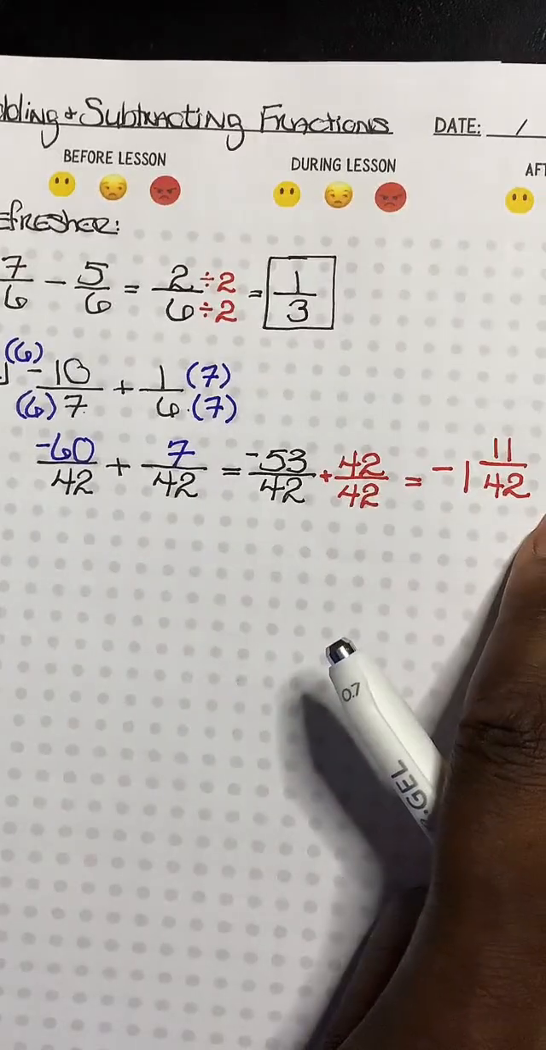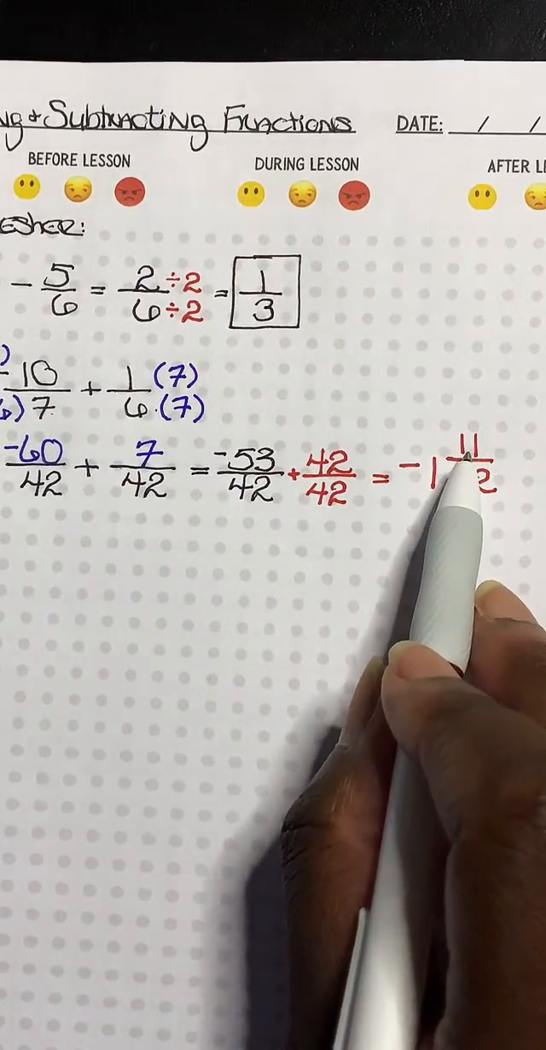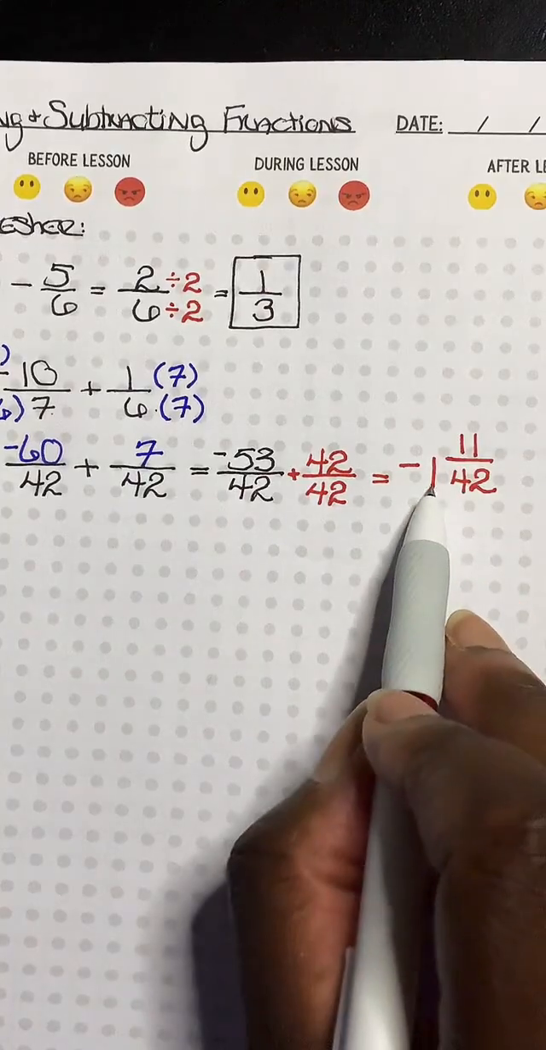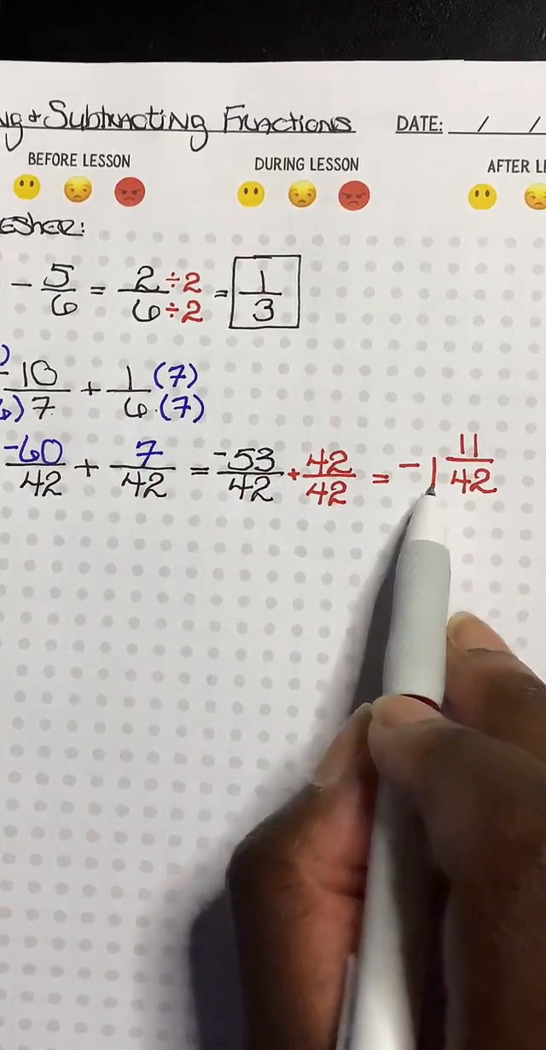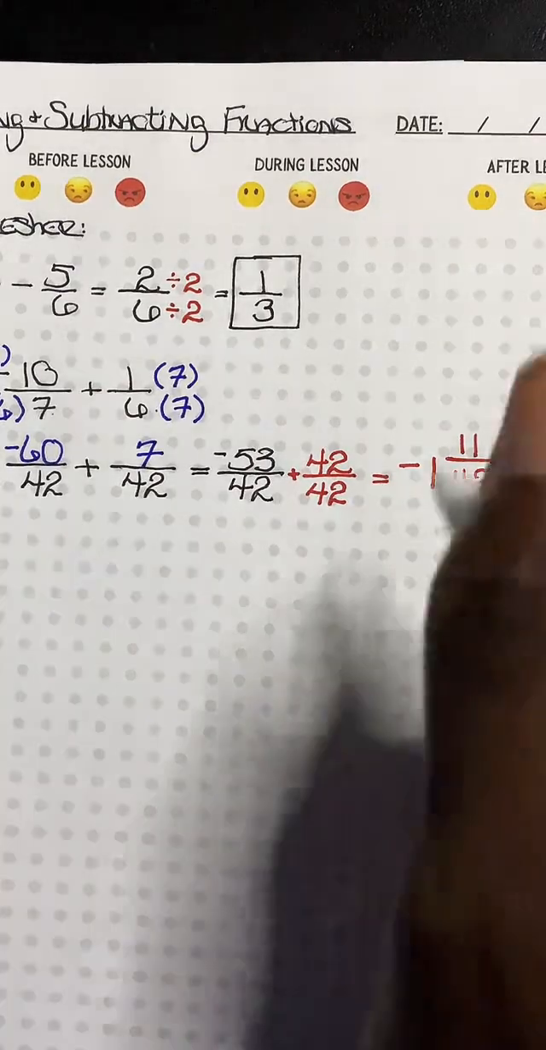I do not have to make this 11 negative. No. Make your whole number carry the negative. And then this will be your remainder out of the divisor.